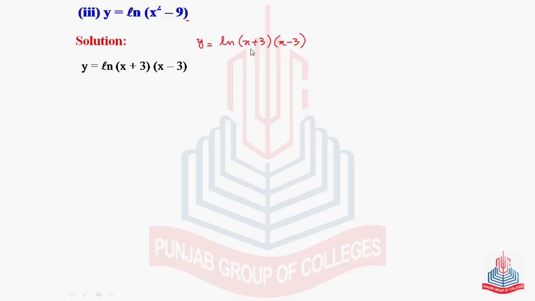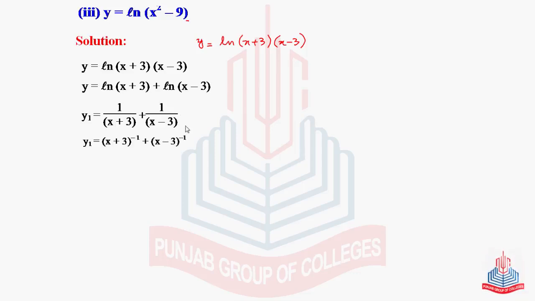So if we have terms in product form, by using the log property, these two terms can be converted into sum form, which is y is equal to log x plus 3 plus log x minus 3, simply using the property of log. Now our first derivative is 1 over x plus 3 plus 1 over x minus 3, as the derivative of log is 1 over the value inside, and similarly the derivative of the second log is 1 over x minus 3.